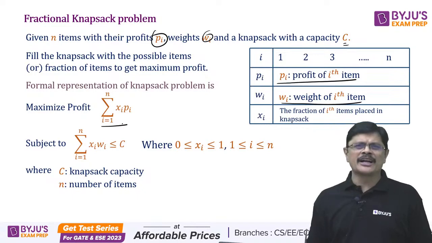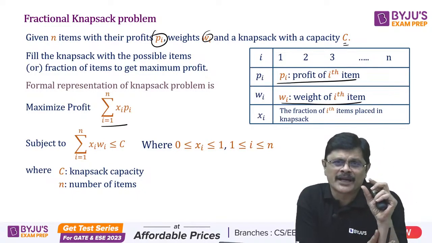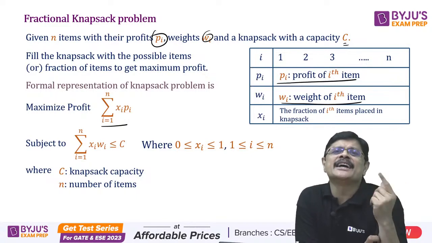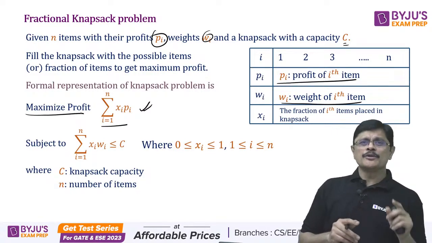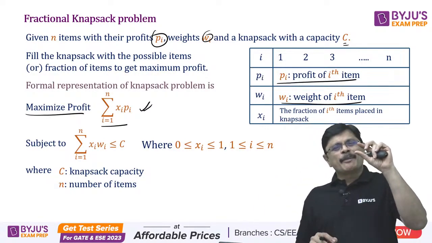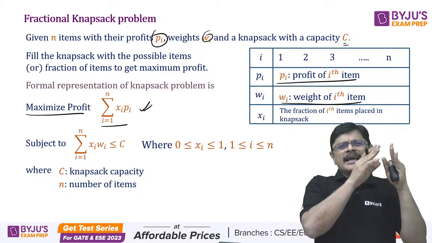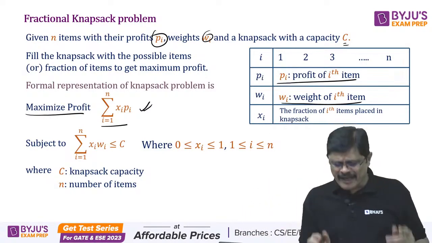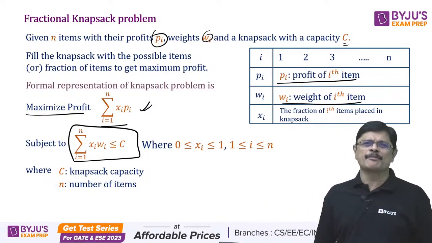So actually what are we interested in, sir? Suppose you take xi part of the ith object. If you take the full part, pi is the profit. If you take only xi part, xi into pi is the profit. So you want to maximize this profit subject to a constraint, because if you take xi part of the ith object, how much weight is taken? Xi into wi. So x1 into w1, x2 into w2 and so on, xn into wn. This weight should not exceed the capacity of the knapsack. So this is your knapsack problem, my dear friends.